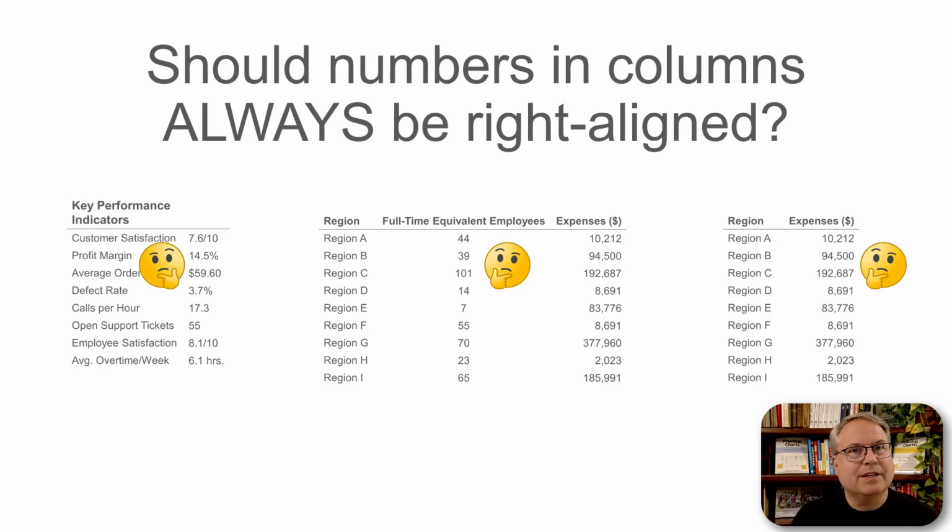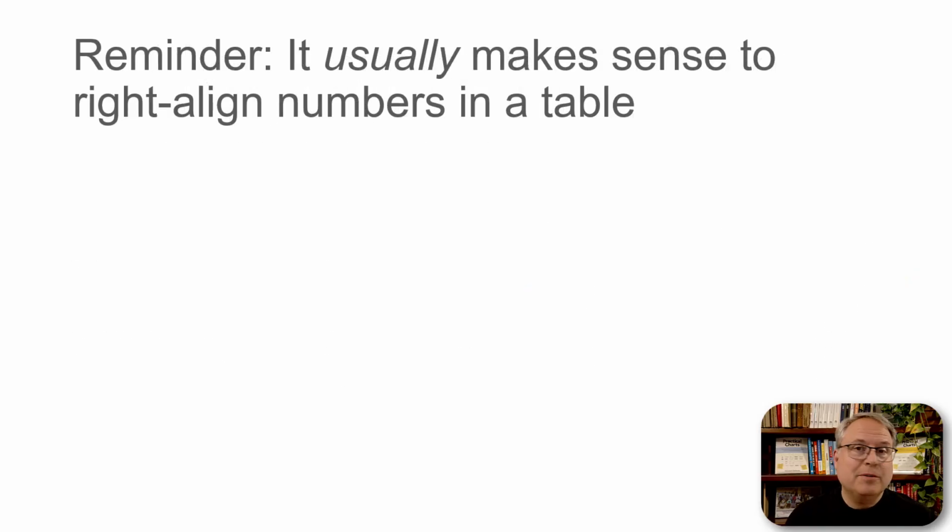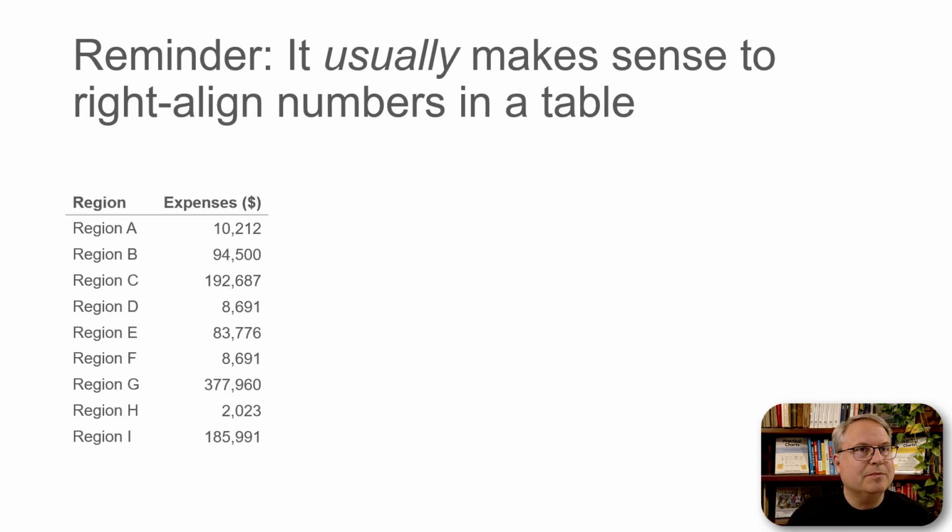In this short video, I wanted to talk about the alignment of numbers in columns within tables. And of course, the common wisdom out there is that it makes sense to always right align the numbers in a table. And there are good reasons for this, right? The main ones being that everything is nicely lined up if we right align. The tens line up with the tens, the thousands with the thousands, and I can very easily see numbers that have additional digits. So there are good reasons for this.